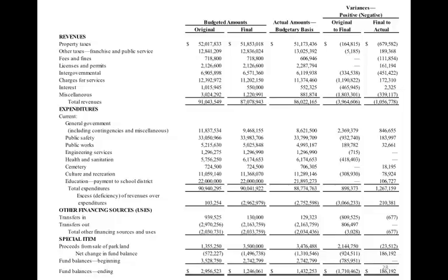So here's what one might look like. The three required components are the original budget, the final budget, and the actual amounts on a budgetary basis. Plus, what you don't see here is the reconciliation of the actual amounts on a budgetary basis to the actual amounts on a GAAP basis, the numbers as they're presented in the governmental funds. The variance columns are not required, but it's very simple to calculate the variances on their own, and I'll show you in a minute how to do that.